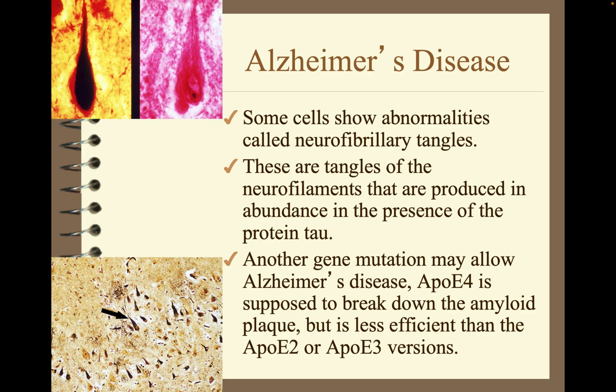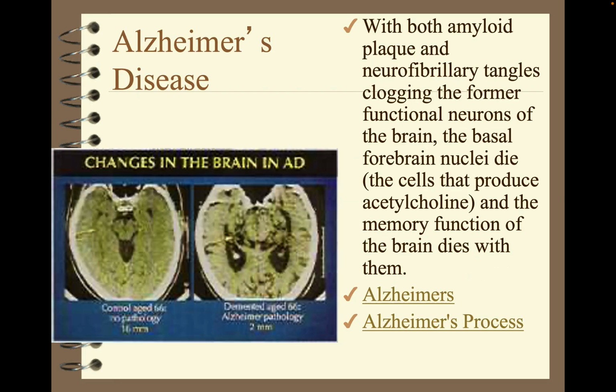APOE4 is supposed to break down the amyloid plaque, but is less efficient than the APOE2 or APOE3 versions. With both amyloid plaque and neurofibrillary tangles clogging the formerly functional neurons of the brain, the basal forebrain nuclei die, the cells that produce acetylcholine, and the memory function of the brain dies with them.